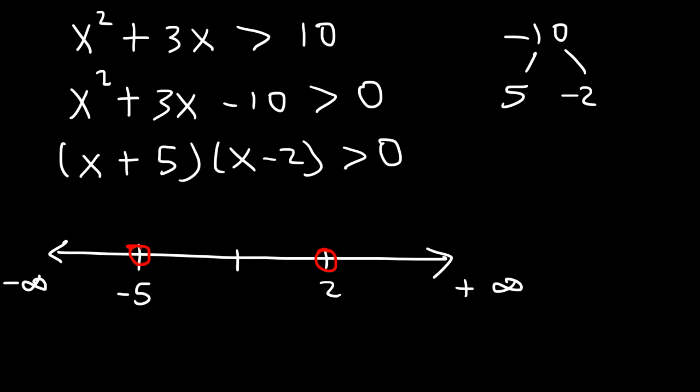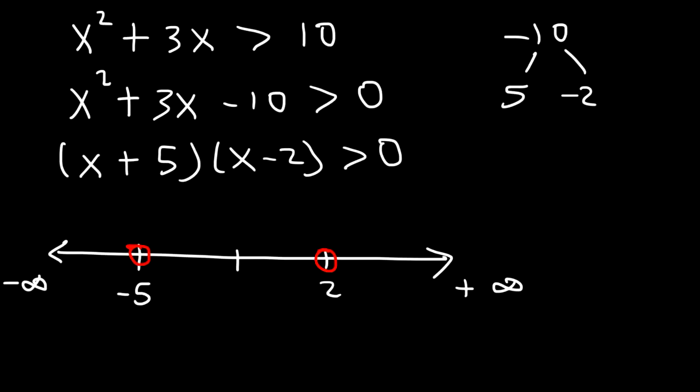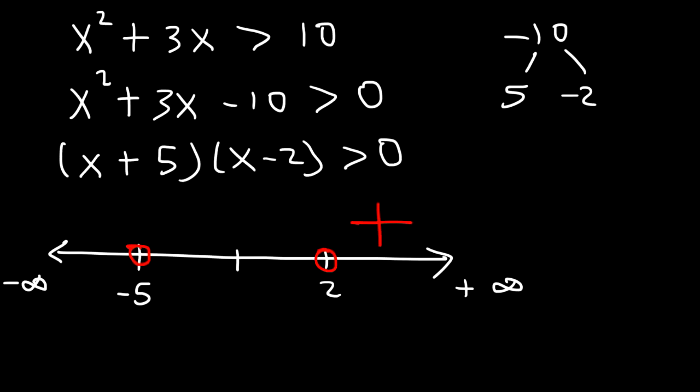So let's start with this region. Let's pick a number that's between 2 and infinity. Let's try 3. Now 3 plus 5 is positive, and 3 minus 2 is also positive. When you multiply 2 positive numbers together, you're going to get a positive result. Now let's pick a number between negative 5 and 2. Let's try 0. 0 plus 5 is a positive number. 0 minus 2 is negative. A positive times a negative number will give us a negative number. So it's negative in this region.